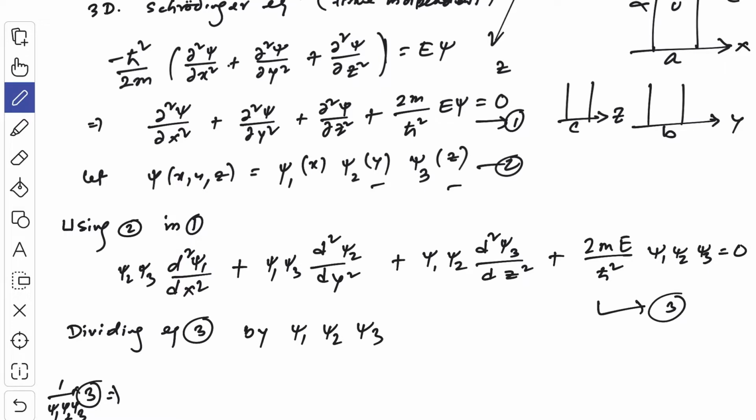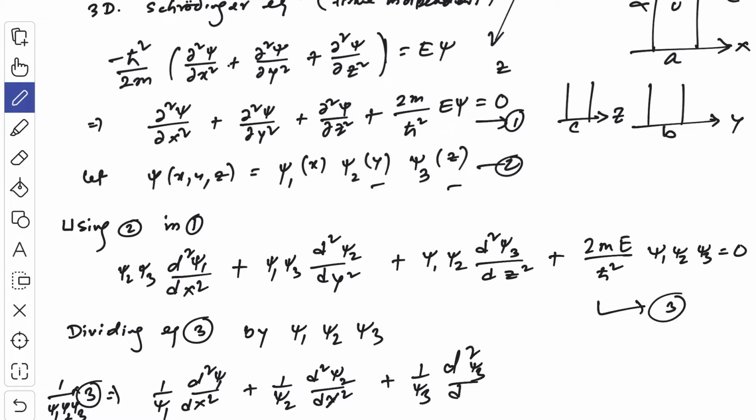If you divide this equation by this term, then it implies 1 by psi 1 second order derivative of psi 1 with respect to x. Similarly we will get 1 by psi 2, similarly 1 by psi 3, plus twice m E by h cut square is equal to 0. That's what you will get.